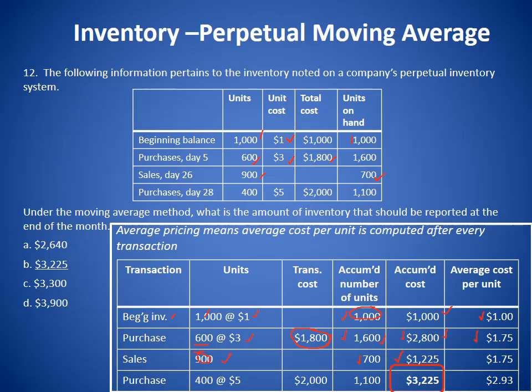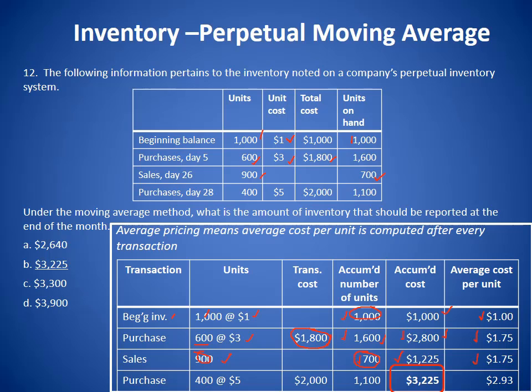Now we know what our accumulated cost is in inventory, and that would also be represented in our general ledger. Now what we need to do is take that $1,225, divide it by the 700 units, and recompute our average cost per unit, which comes out as $1.75. So we have $1,225 worth of inventory value divided by the 700 units on hand, and that's going to come out to an average cost of still $1.75.